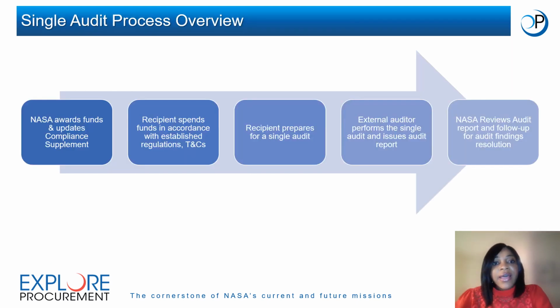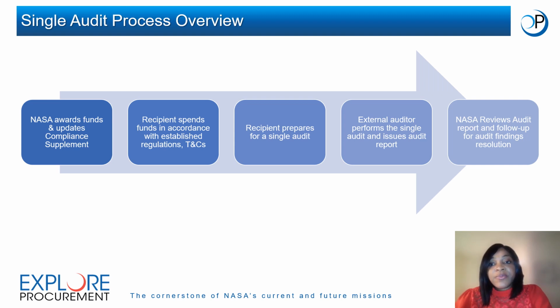This graphic outlines a high-level overview of the single audit process. It starts with NASA issuing the award to the recipient and then updating the compliance supplement, which I'll get into in the next slide. Next, the recipient spends the funds in accordance with established regulations and the award's terms and conditions. It is then followed by the recipient preparing for the single audit. In this step, the recipient prepares the appropriate financial statements, including the schedule of expenditures of federal awards, and they also provide the auditor with access to all the necessary documents that are required to perform the audit.